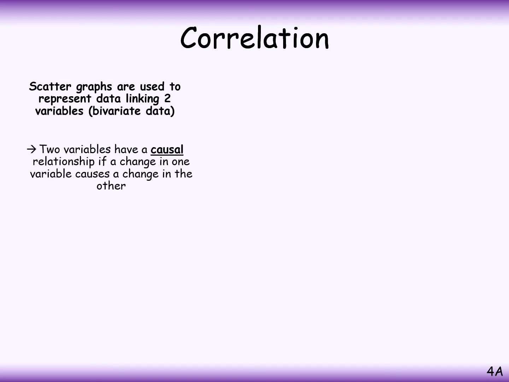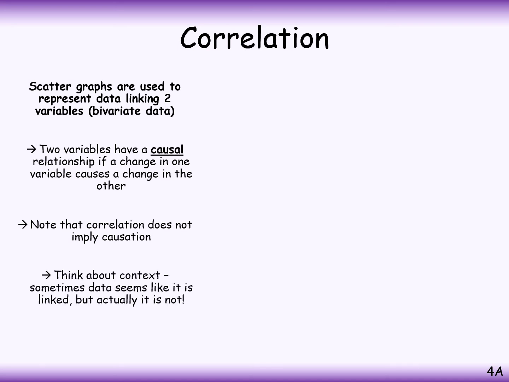So if two variables have a causal relationship, that is, if a change in one variable causes a change in the other, then we'll say this simply has a positive or negative correlation. But you have to be careful. Sometimes correlation doesn't imply causation. So we have to be very careful with this, because if you're not using a scatter diagram properly, you could just prove anything you like, really. So we have to be careful about what it is that we're trying to investigate.